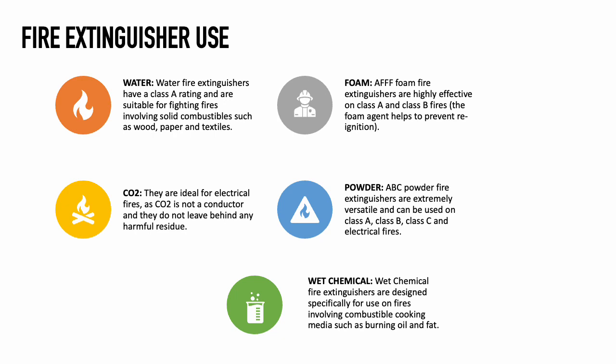We have CO2. As CO2 is not a conductor and they do not leave behind any harmful residue, they're really good for server rooms or any kind of electrical fire. We have ABC powder fire extinguishers, which are extremely versatile and can be used on Class A, Class B, and Class C fires. We also have wet chemical. So wet chemical fire extinguishers are designed specifically for use on fires involving combustible cooking media, such as burning oil and fat.